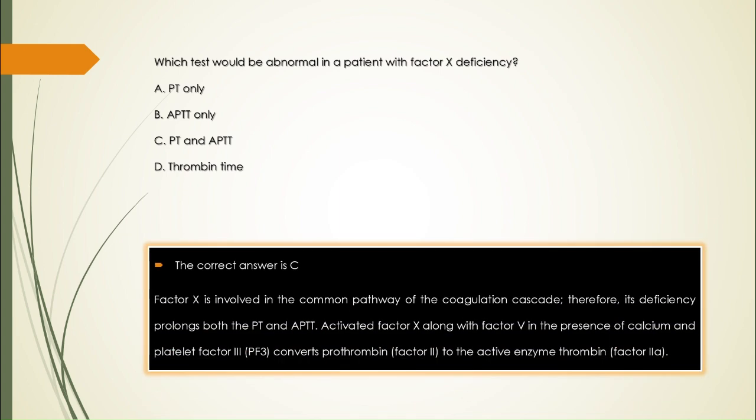The correct answer is C. Factor X is involved in the common pathway of the coagulation cascade, therefore, its deficiency prolongs both the PT and APTT. Activated factor X along with factor V in the presence of calcium and platelet factor III, PF3, converts prothrombin, factor II, to the active enzyme thrombin, factor IIa.